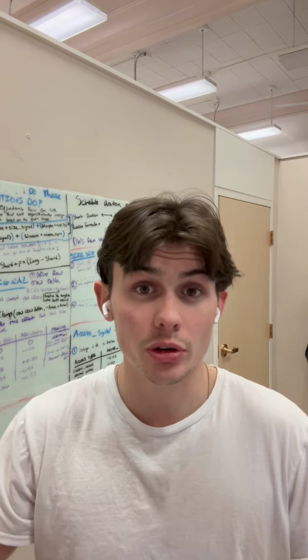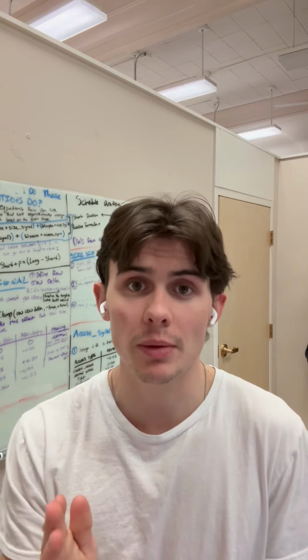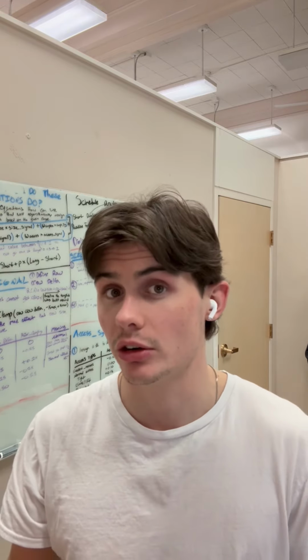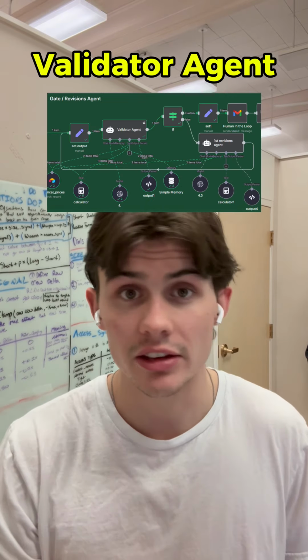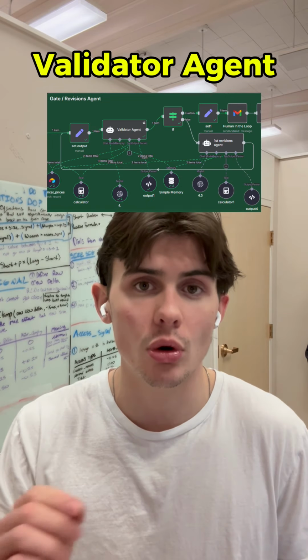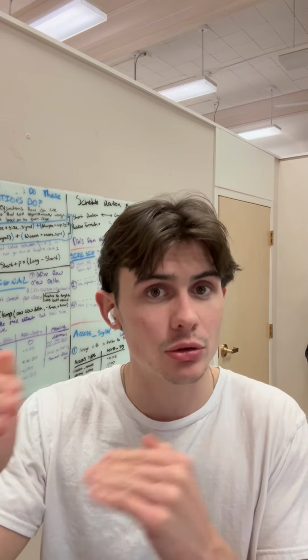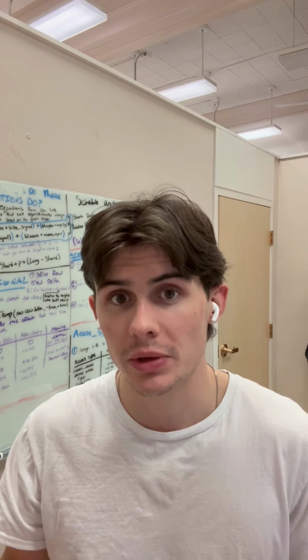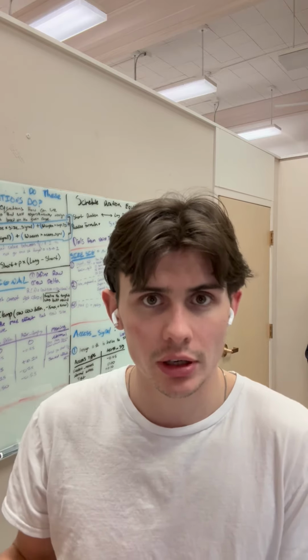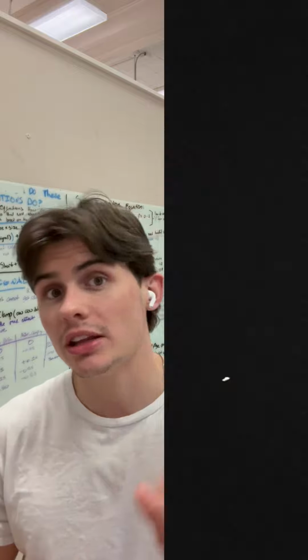Number 4, add gates and checkpoints. What do I mean by this? There are certain places in an AI workflow where you can stop the agent and make sure it gets checked by another agent, which we call a validator agent, whose job is only to check the output for certain criteria and give it either a pass or fail with written improvements, so another agent will actually go and improve it. Or you can give it, this is number 5, a human in the loop.